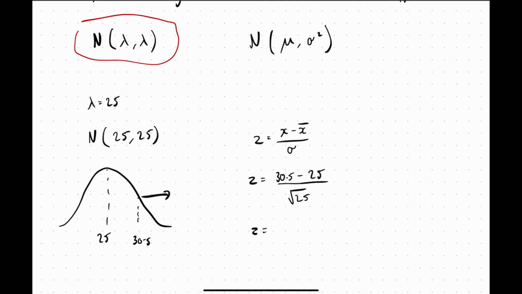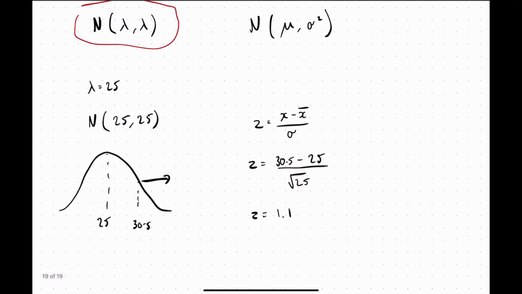Type it into the calculator and it will give us a z value of 1.1. It might be exactly 1.1. Yeah, it's exactly 1.1. And then what do we use to find out the probability? The table. I gave you a formula sheet the other day. You might not have it. But if you look at your formula sheet at 1.1, you get 0.8643.